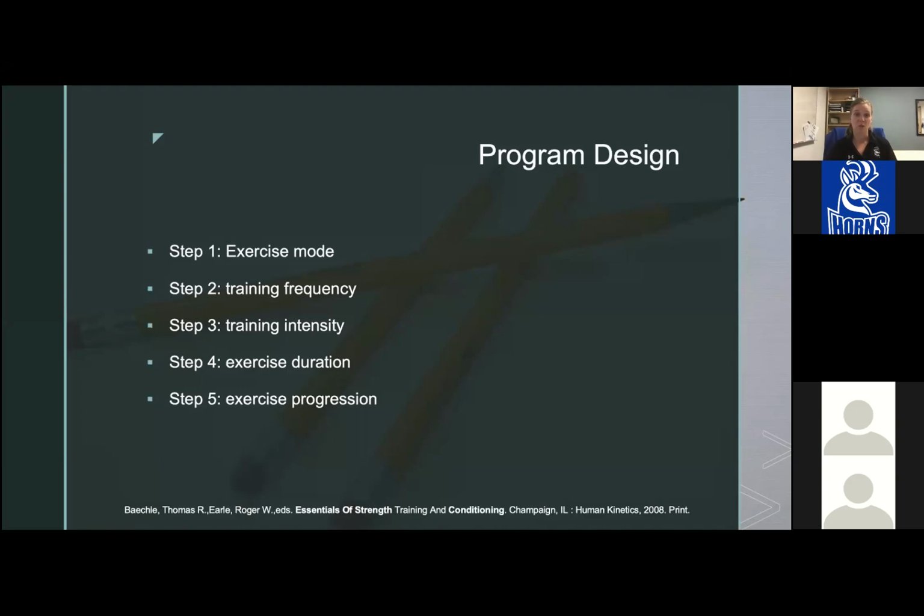And so step one is exercise mode. This is just what you're going to be doing. Are you lifting, sprinting? Are you focusing purely on technique? Is it just a learning session? Jumping, running, whatever it is. So you're going to pick what the goal of that session is.